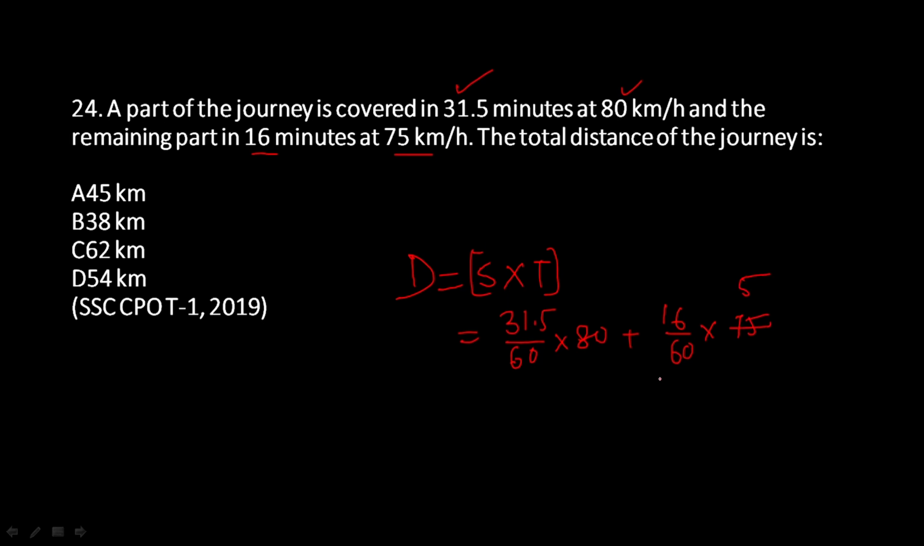So it's 5, it's 4, it's 4. This is gone. This is 4, this is 3, this is 10.5. Right? So this is 20 and this is 42. Total will be 62. I hope it's clear to you. It's a simple question. 42 plus 20. Clear? So moving to the next one.